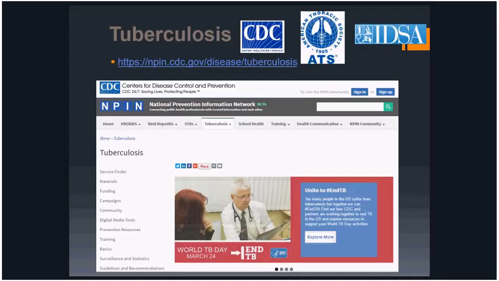When it comes to the guideline that you would reference with anything related to tuberculosis, it is typically a collaboration between the CDC and the American Thoracic Society and the Infectious Diseases Society of America. This collaborative guideline and information can be found on the CDC website.